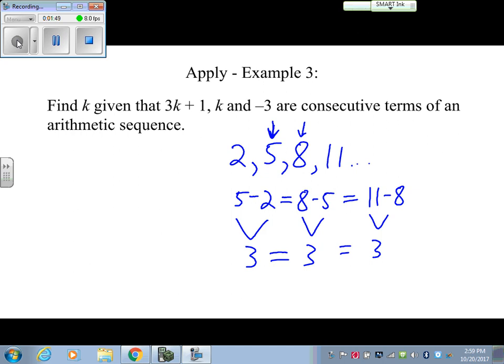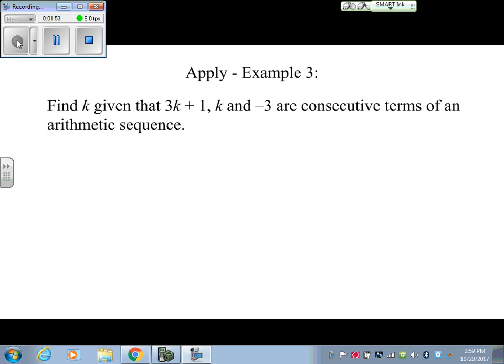Well, that's going to help us out in this problem, because we have 3 terms, except at least 2 out of 3 of them involve variables. The first term we have is 3k plus 1. Once we know what k is, we'll multiply by 3 and add 1, and we'll have some number. That's the first term I have here. It might not be the first term in the sequence, but it's the first in this set of 3. The next term I have is k, and the term after that is -3. As we just showed, all of these should have a common difference if they're truly part of an arithmetic sequence.